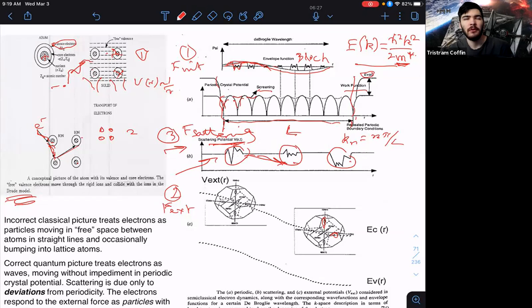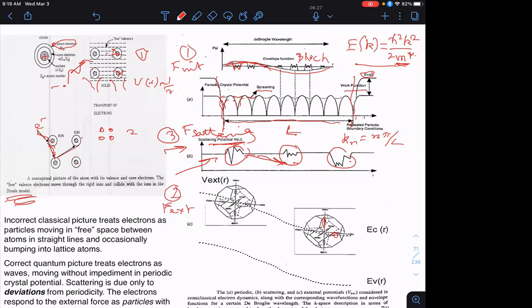Is it the field, like differences in the field, that it's bumping into? Yes, you can think of it that way. Okay, you can think of this field as a time and space dependent random electric field.